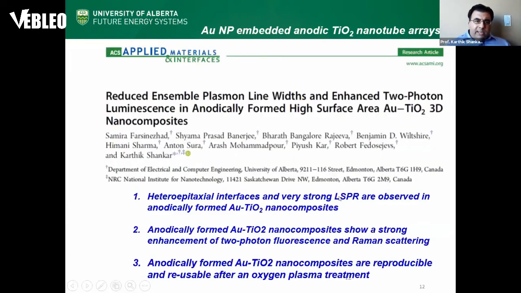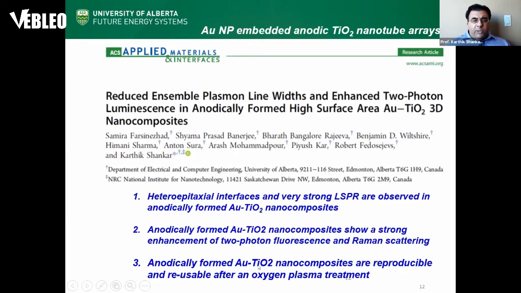Okay, and this was a paper we published on this topic in ACS Applied Materials and Interfaces, where we showed reduced ensemble plasmon line widths and an enhanced 2-photon luminescence. That was a plasmonic enhancement of the 2-photon phenomenon. But we also noticed a bunch of other interesting things. There were heteroepitaxial interfaces formed between the gold and the TiO2, which we didn't expect. And of course, what we did expect was a strong enhancement of 2-photon fluorescence and Raman scattering due to the local field enhancement, and that did occur.